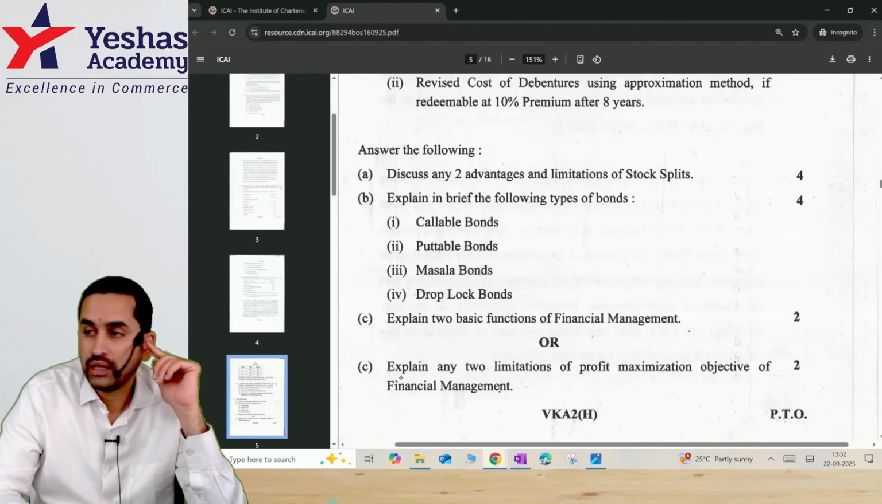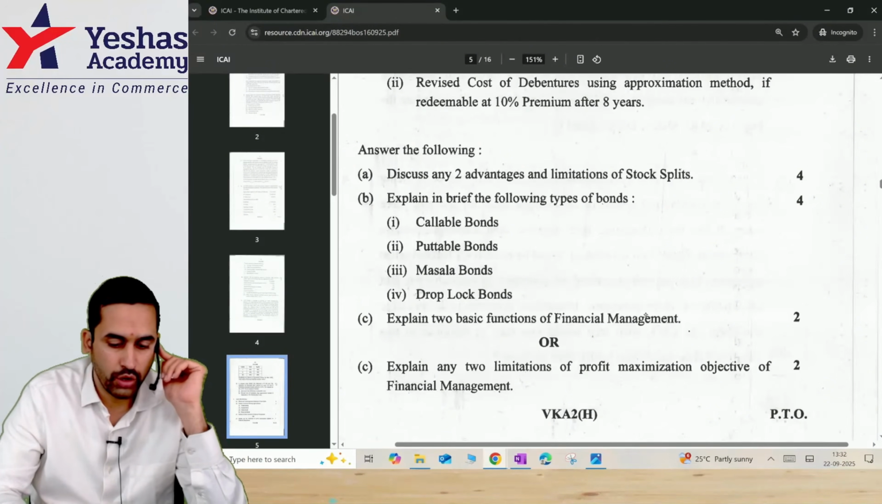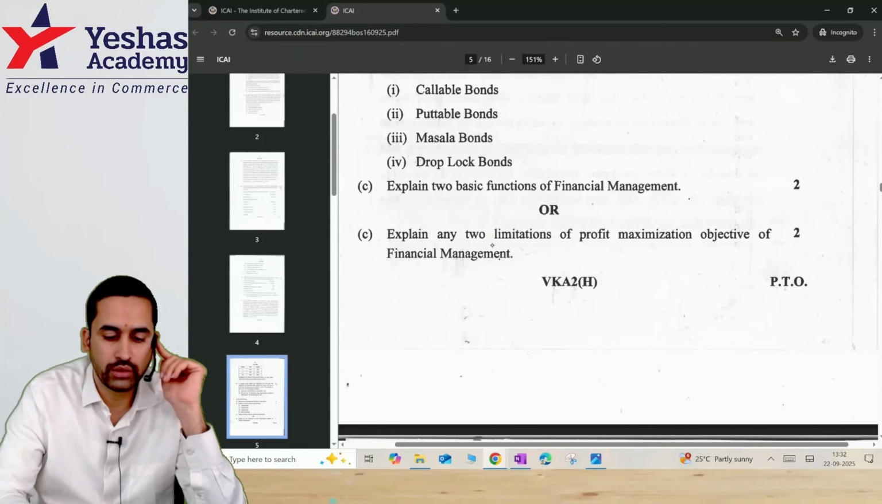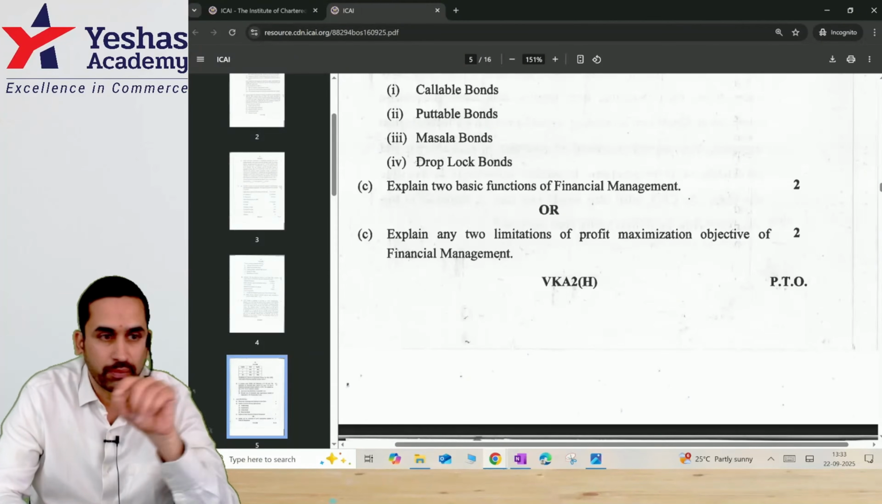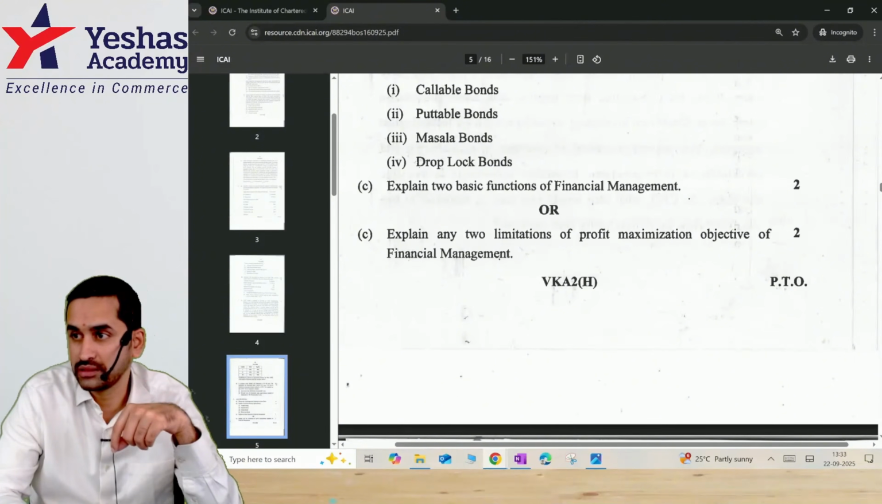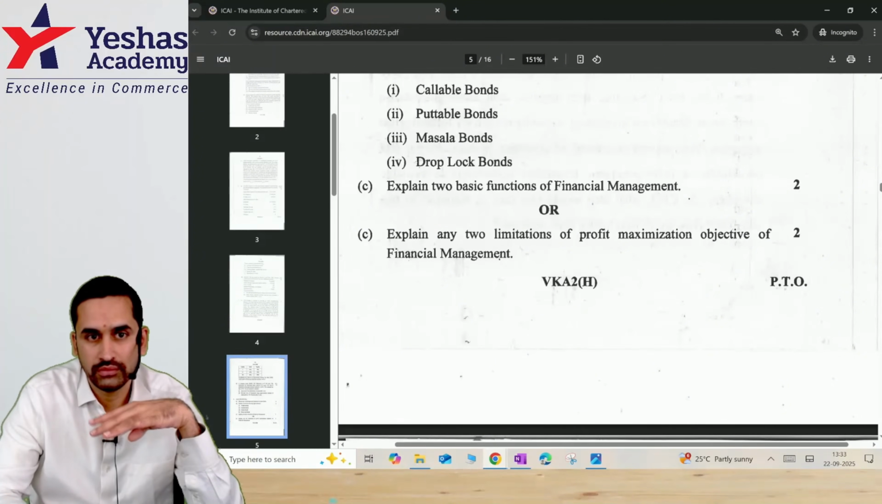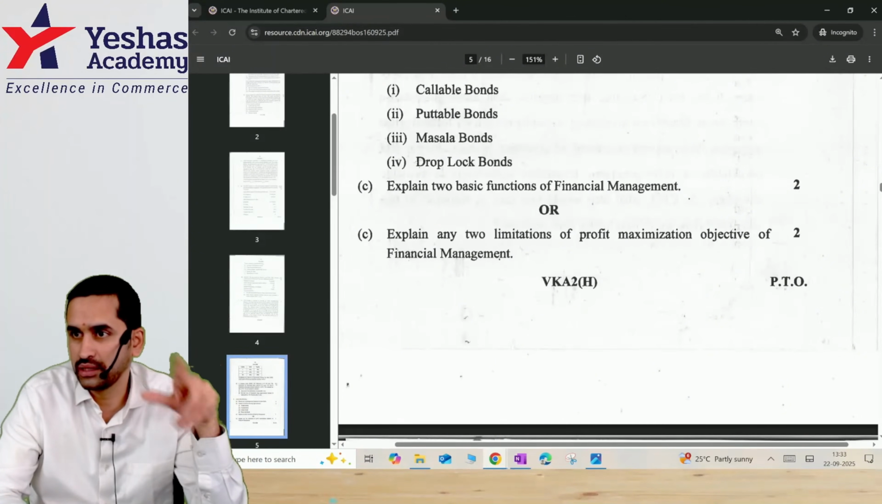After this, see this again. I don't know how many times I've told you this in class. Explain 2 limitations of the profit maximization objective of financial management. Same topic, profit versus wealth. In that, profit maximization has certain limitations. There are 4 limitations. The term profit is vague, you have to keep risk in mind.